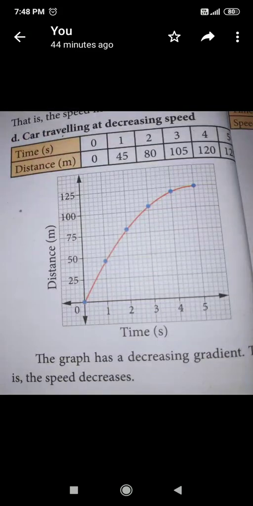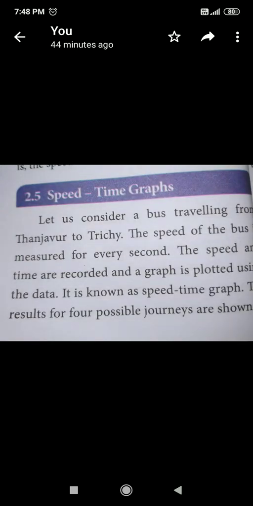Next, the car traveling at decreasing speed. First they are increasing, next decreasing. So the graph has a decreasing gradient and this means the speed decreases. Next, the speed time graphs.